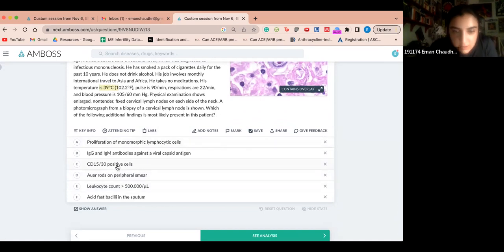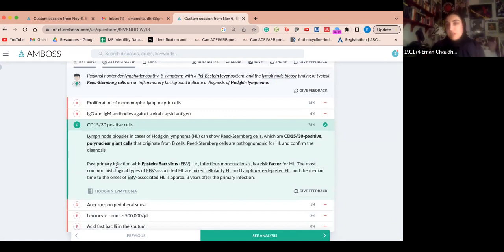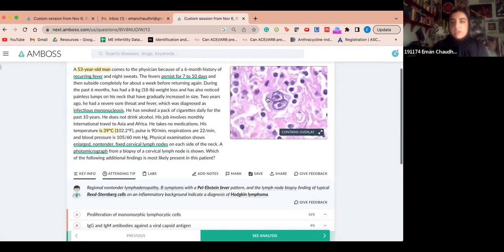You all said it. CD15 and CD30 positive cells. You see CD15, CD30, Hodgkin lymphoma, Reed-Sternberg cells, and you're going to see this in your photomicrograph, these owl eyes, okay? Know these things in every single exam to come in 3rd year.